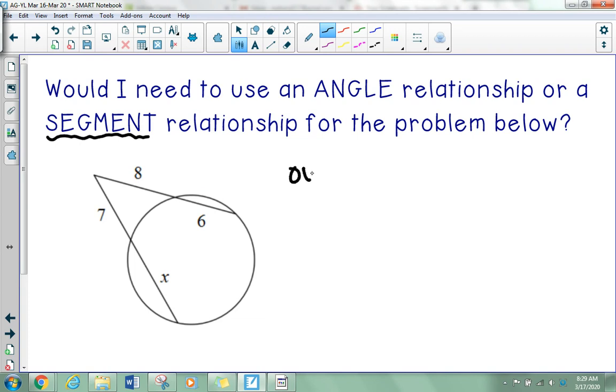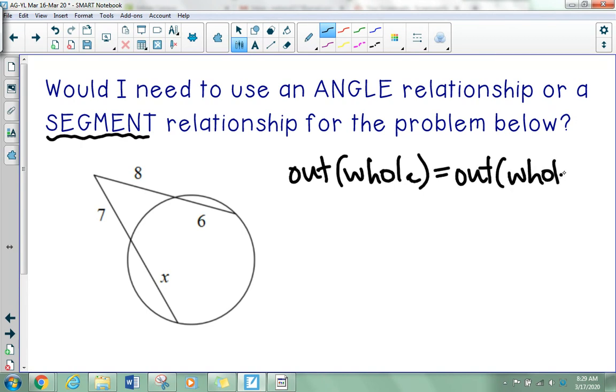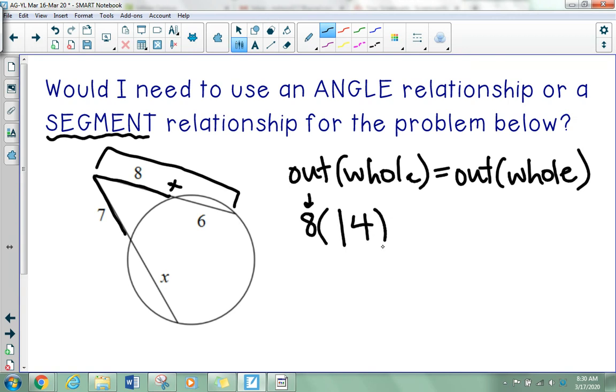And so I start by saying outside times whole equals outside times whole. And then again, I plug in the pieces from the picture. When it says outside, that could be either 8 or 7. I'll go with the 8 first. So 8 is this outside, and I need to multiply it by the whole. Remember, for the whole, you have to add the pieces. In this case, that means 8 plus 6, which I could write as 8 plus 6, but I can also say I know 8 plus 6 is 14.